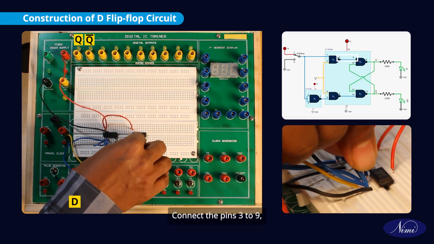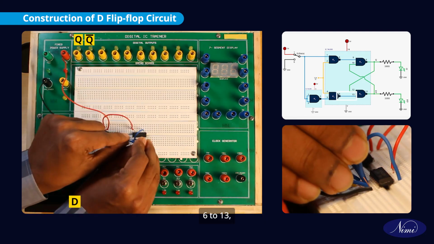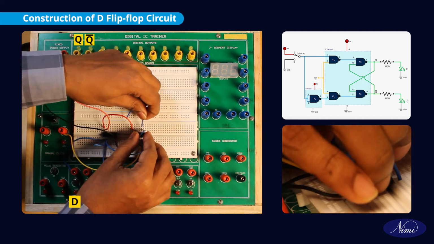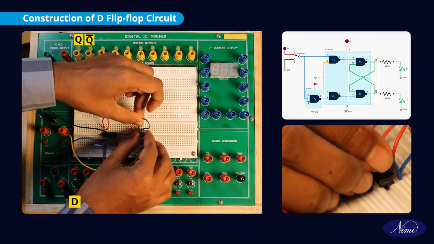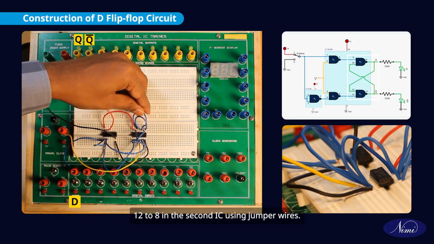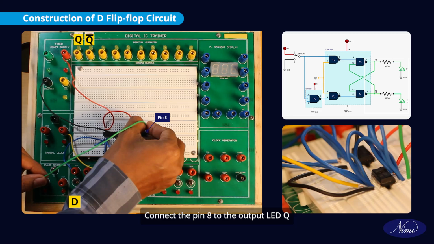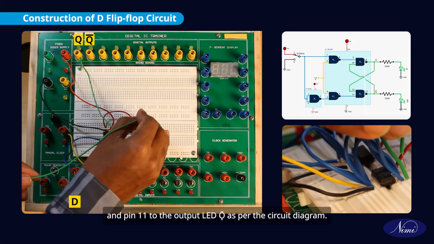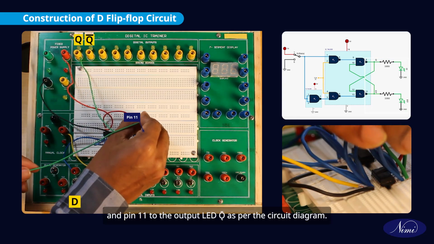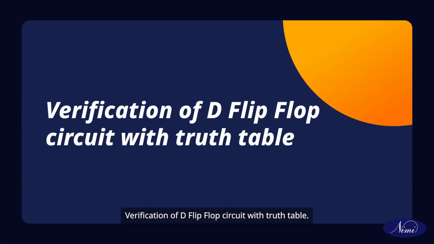Connect the pins 3 to 9, 6 to 13, 10 to 11, 12 to 8 in the second IC using jumper wires. Connect the pin 8 to the output LED Q and pin 11 to the output LED Q bar as per the circuit diagram. Verification of D flip-flop circuit with truth table.